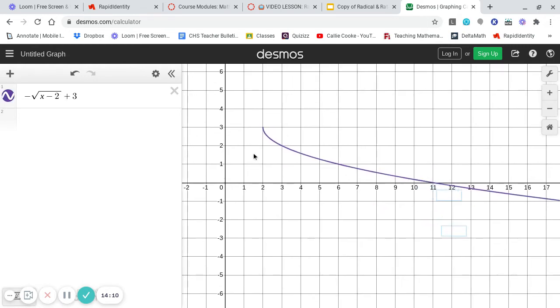So this one's not increasing anymore. Do y'all see how it's decreasing? It's going to change things a little bit, but let's just take it one thing at a time. So the endpoint is at (2, 3).